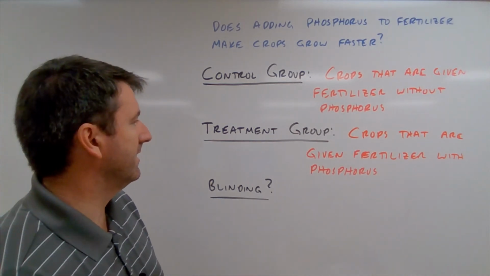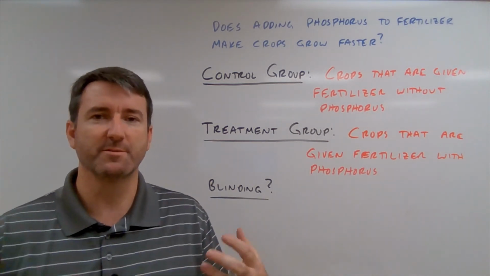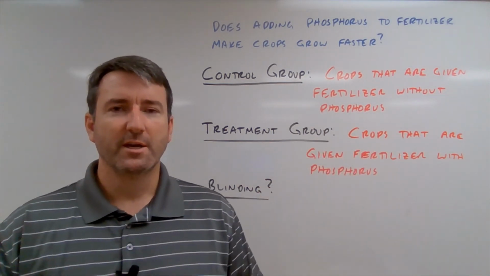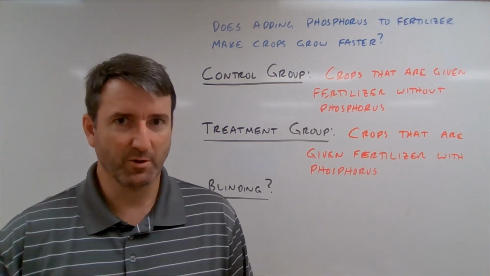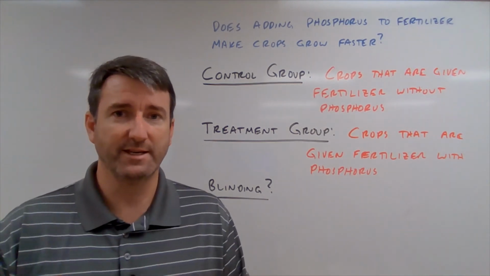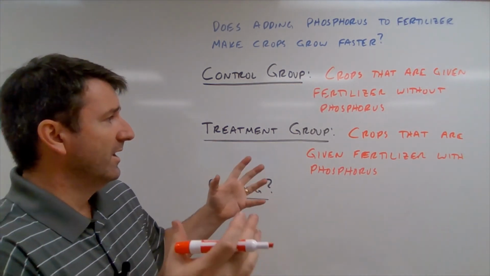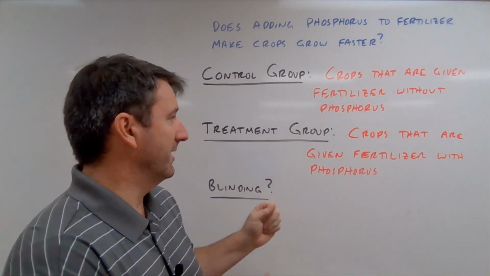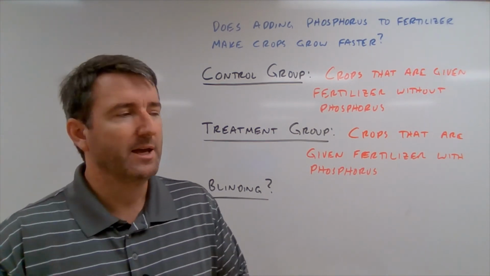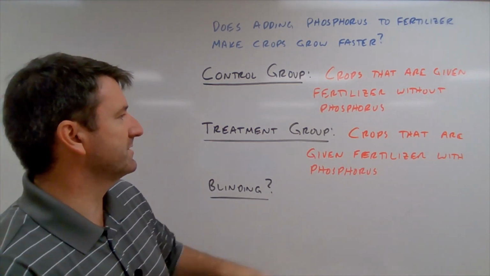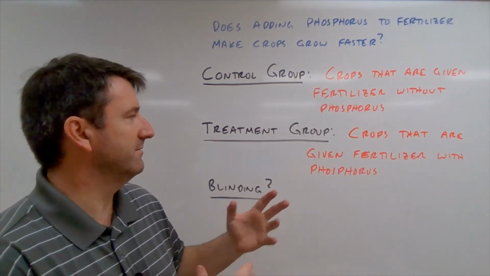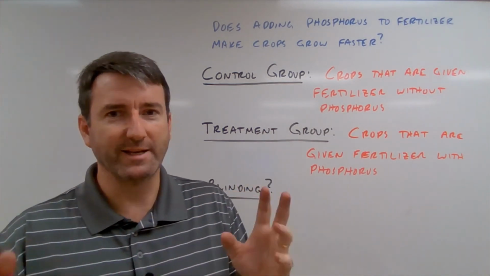All right, so now do we need some sort of blinding with this experiment? Well, we certainly don't need the crops to not know whether they're in the treatment group or the control group. They're plants. They don't have any idea of what phosphorus is or what's happening to them. So we don't need to keep the plants in the dark. This is strictly a human thing. So there's no need for the crops to be blinded in any way.